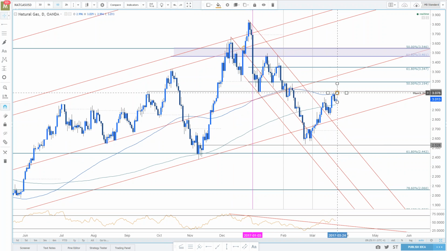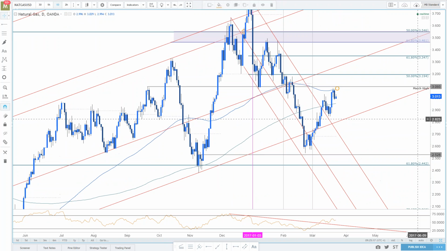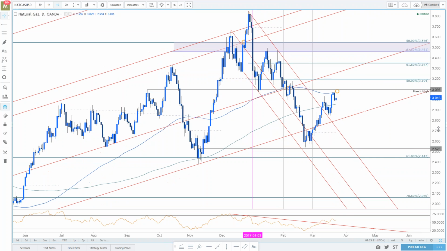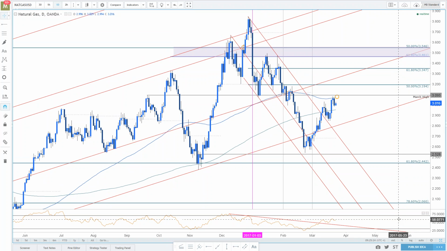So that puts the impetus on this region. Let's call it 307 into 309 as key resistance near term for nat gas. Momentum also coming into 60. Be watching resistance right there.